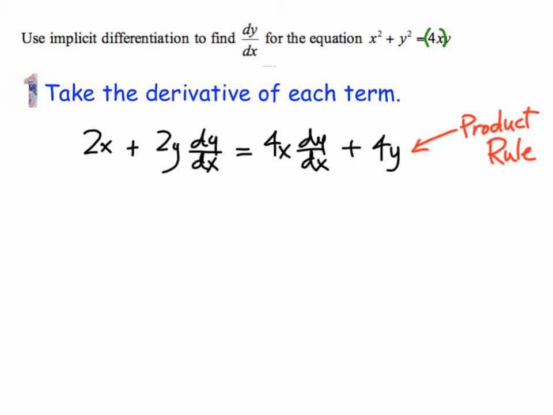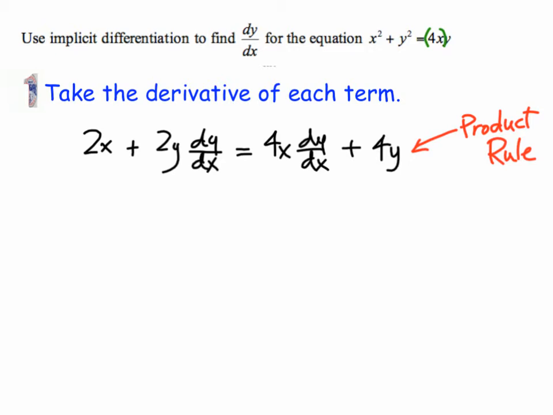So the derivative of x squared is 2x. The derivative of y squared is 2y dy over dx equals, and then the right-hand side of 4xy, we're using the product rule. So 4x times the derivative of the second part is dy over dx. And the derivative of 4x is just 4 times the second part, which is y. So we had to use the product rule here on the right-hand side.